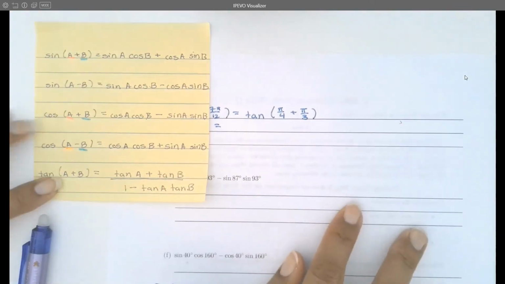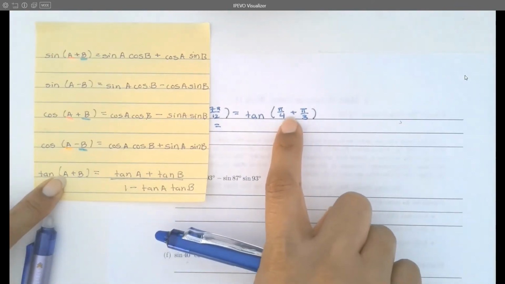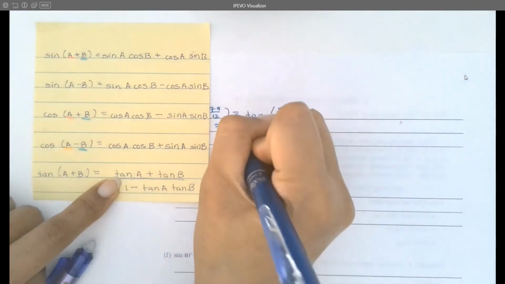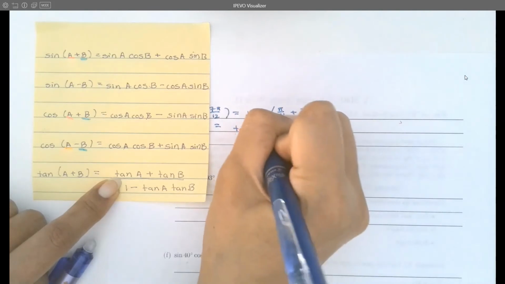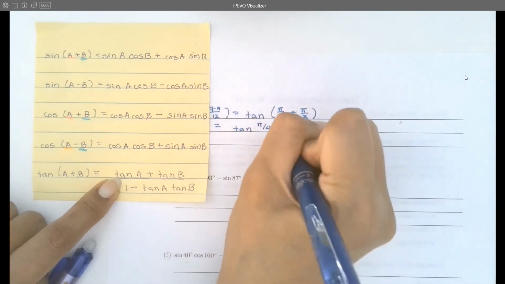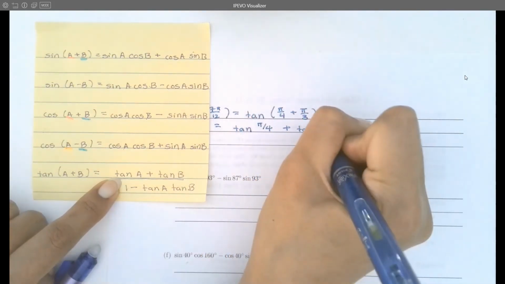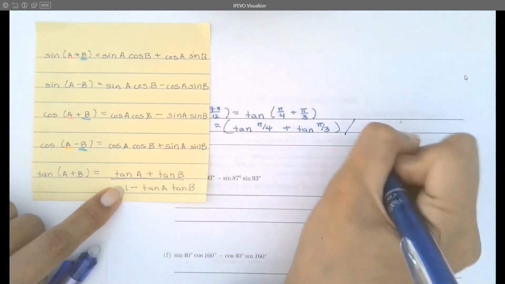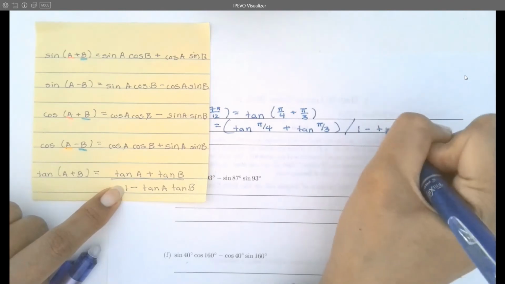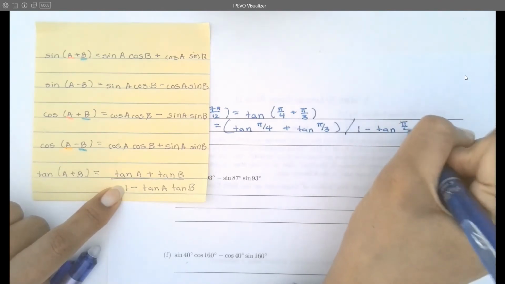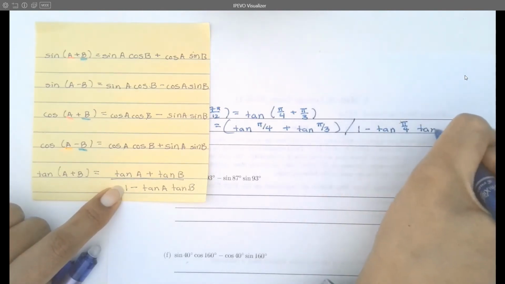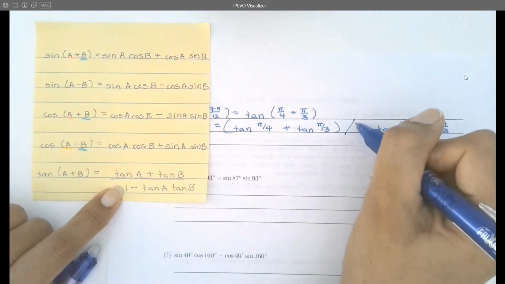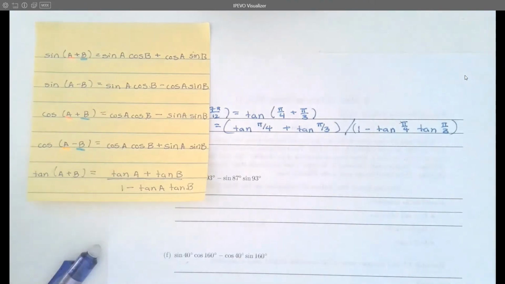So tangent of a, that's pi over 4, plus b, which is pi over 3, will be tangent of the first angle, that's tangent of pi over 4, plus tangent of the second angle, that's tangent of pi over 3, divided by 1 minus tangent of the first angle times tangent of the second angle. And all of that is in the denominator.